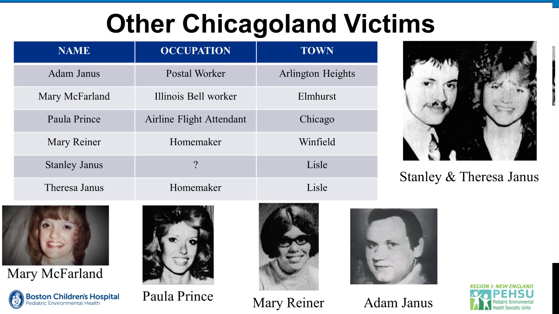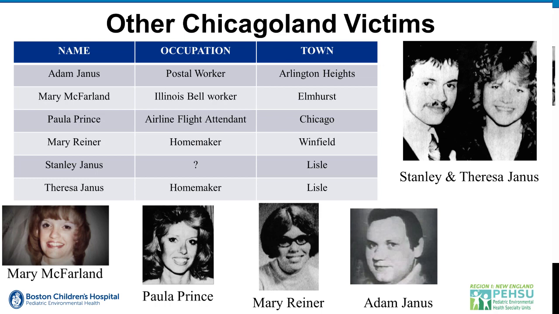That's when people started to get suspicious that there was something going on here. And in the meantime, there were three other deaths. Paula Prince, who had come on an overnight flight from Las Vegas to Chicago, had a headache, went to her condominium in Chicago and took Tylenol and died there. Mary McFarland, who was an Illinois Bell worker who lived in Elmhurst, took Tylenol, and Mary Reiner, living in Winfield, a city about 25 or 30 miles west of Chicago, also took Tylenol, and they all died.